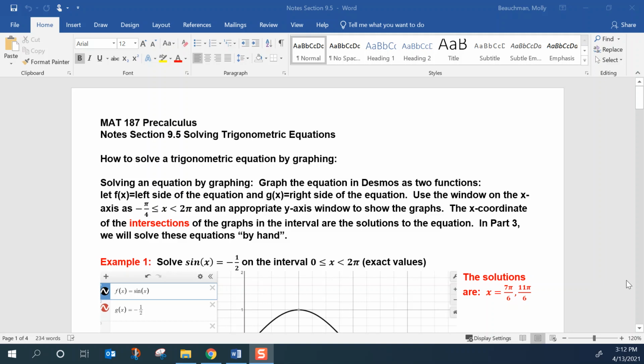In this video, we'll take a look at notes on section 9.5 on how to solve a trigonometric equation. So we're going to use Desmos to help us solve by graphing, and then we'll also solve by hand.